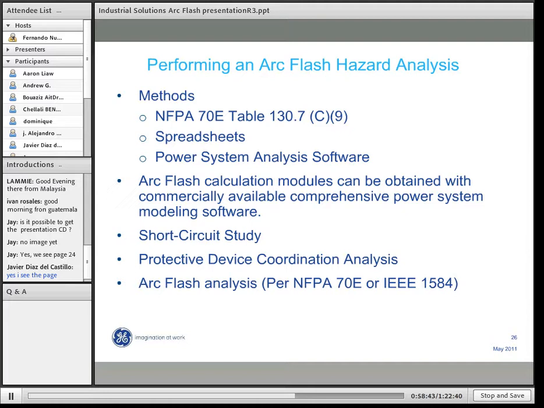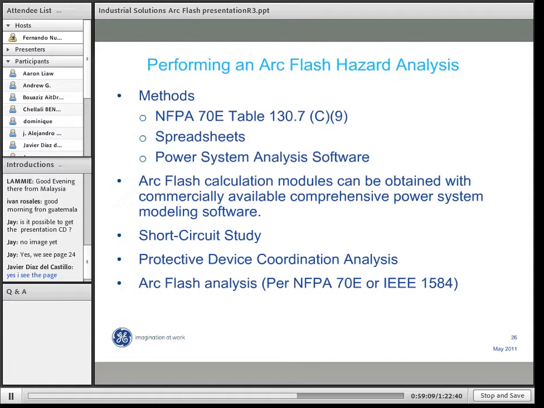And so typically a program that does short circuit protective device coordination and other types of analysis will have a module that does arc flash also. And some of these programs will also print the labels out for you and the restricted work authorizations.